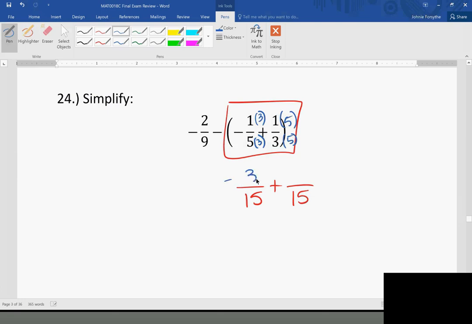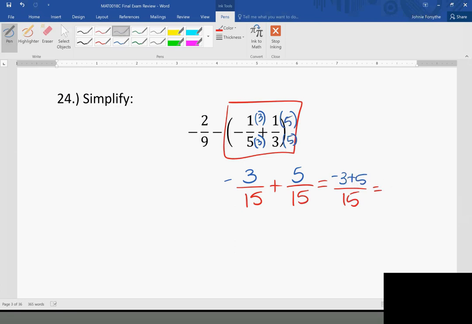So I'm going to have a negative 3 over 15 plus positive 5 over 15. So that will end up being negative 3 plus 5 over 15. So negative 3 plus 5, different signs.